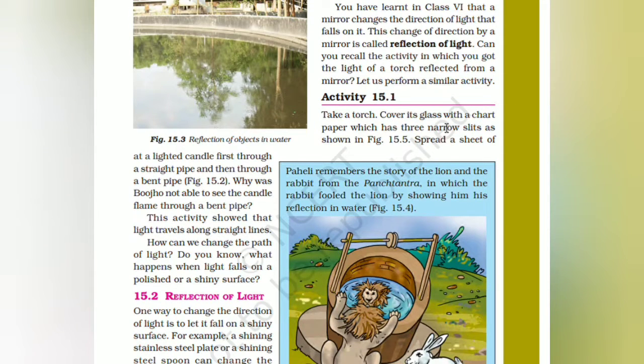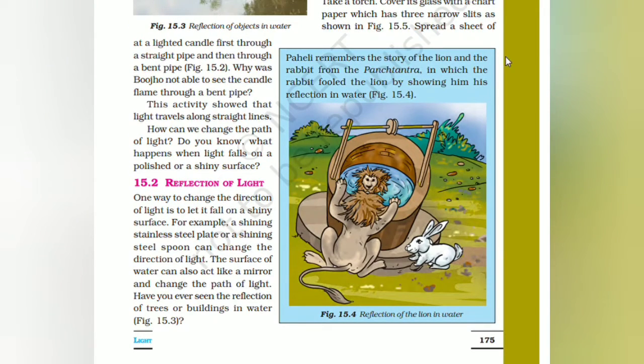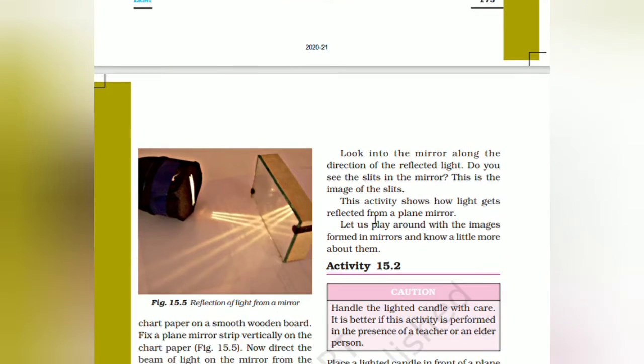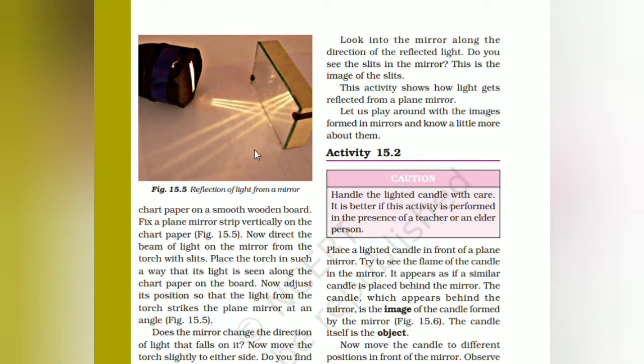Take a torch, cover its glass with a chart paper which has 3 narrow slits as shown. Spread a sheet of chart paper on a smooth wooden board. See here, like this. Paheli remembers the story of the lion and the rabbit from the Panchatantra, in which a rabbit fooled the lion by showing him the reflection of the lion in the well. Fix a plain mirror strip vertically on the chart paper.